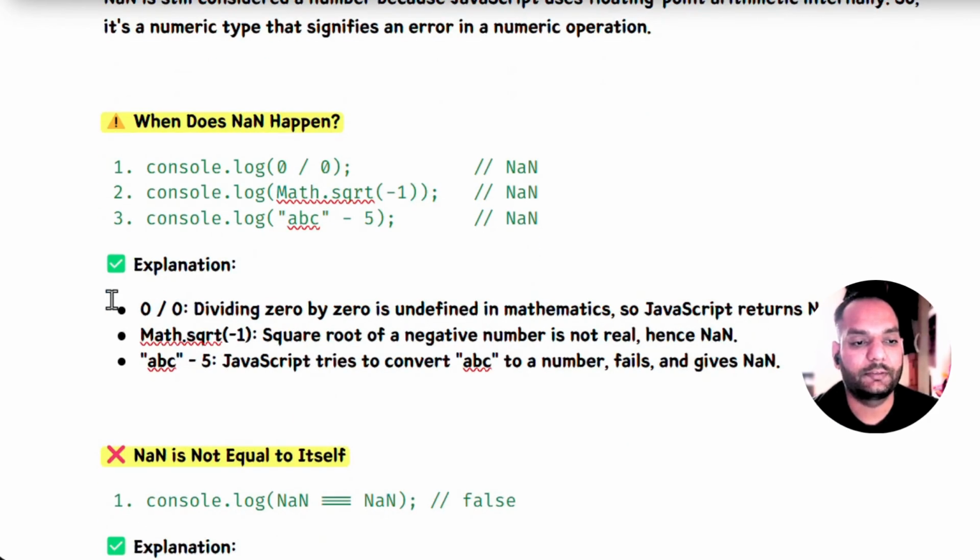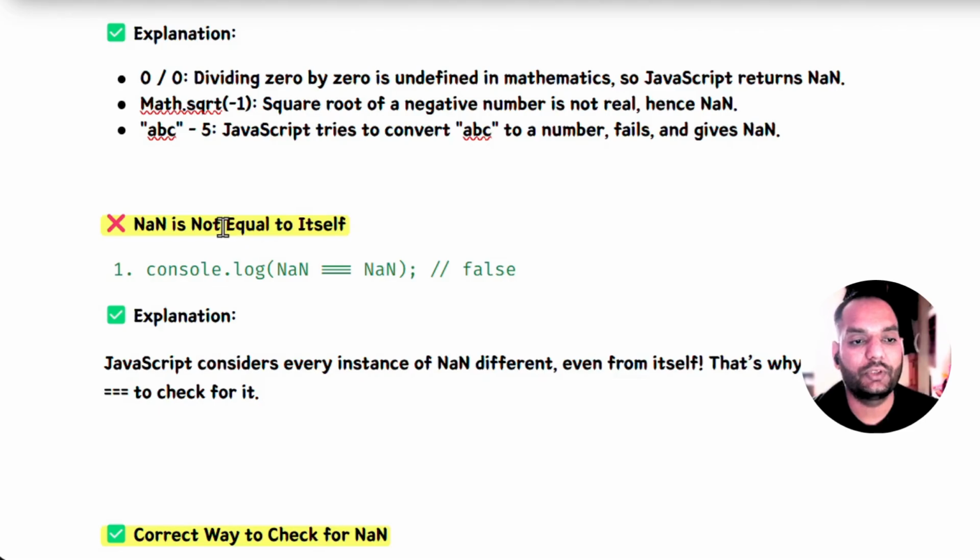Here we have the explanation, which we have already discussed, and below that, NaN is not equal to itself. This is the main interview question. The interviewer asks us console.log of NaN triple equals NaN. It will show us false, because JavaScript considers every instance of NaN different, even from itself. That's why you can't use triple equals to check for it.